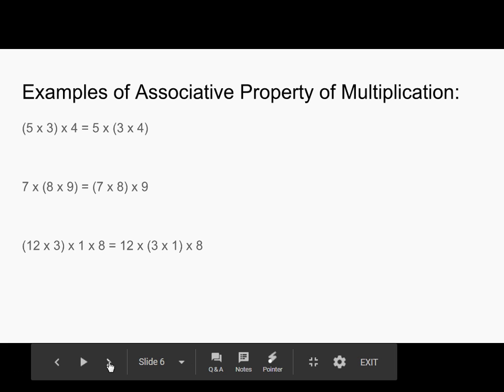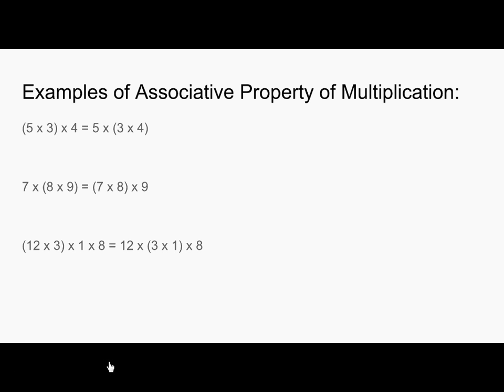Okay, for associative property, this would be an example of 5 times 3 times 4. My 5 times 3 is grouped on one side of the equation sign. On the other side of the equation sign, my 3 times 4 is grouped. Why this is even important is sometimes you need to group friendly numbers together, or numbers that are easy for you to multiply. So this is the whole point of associative property. The next example, 7 times 8 times 9, my 8 and 9 are grouped, and then my 7 and my 8 are grouped. And then I have 12 times 3 times 1 times 8. Again, you have different options here, and so we change the grouping from 12 times 3 to 3 times 1.